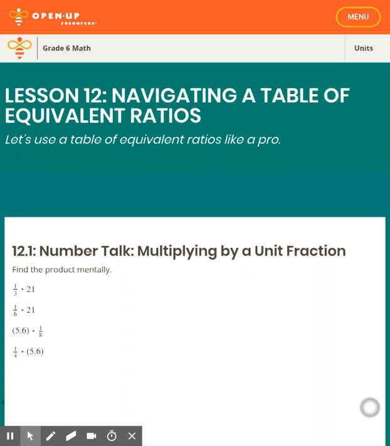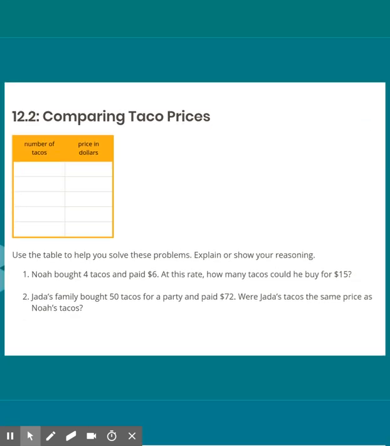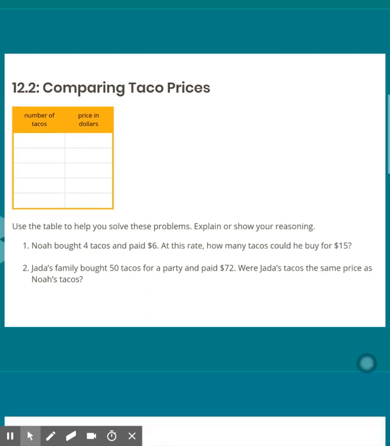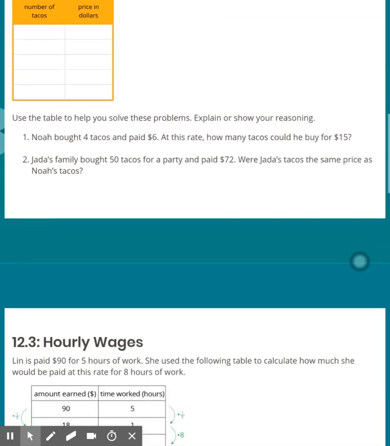After you finish this number talk, the second activity is comparing taco prices. They mention that it's probably worth using two tables here because there are two different situations. So let students have two tables to make these comparisons about Noah's price per taco and Jada's family's price per taco.